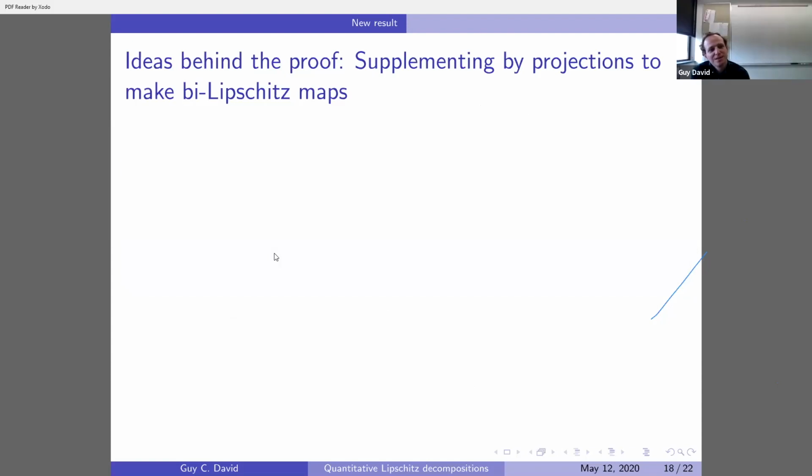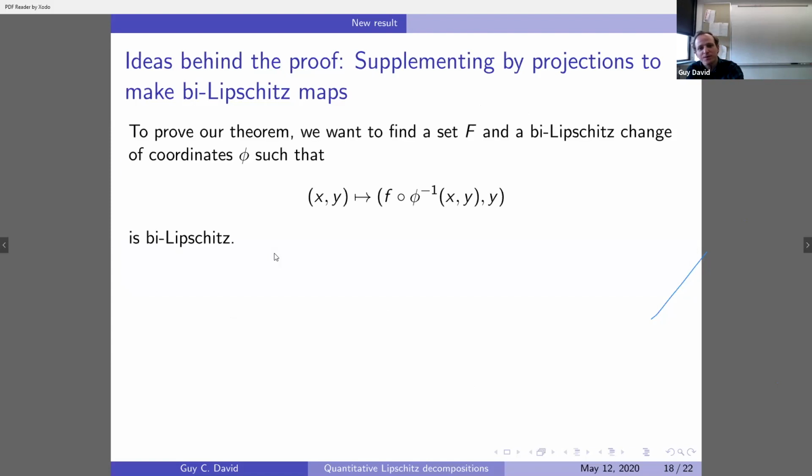Okay. So this quantitative differentiation result that Camilla was asking about, this is kind of the main engine here. And so let's remember what we're trying to do. We have a Lipschitz mapping into a metric space, and we're trying to find a subset of the domain and a change of coordinates, so that when you change coordinates on the mapping and you supplement by the projection to the y-axis, then you make your mapping bi-Lipschitz, okay? So you create a bi-Lipschitz mapping just by supplementing, okay?